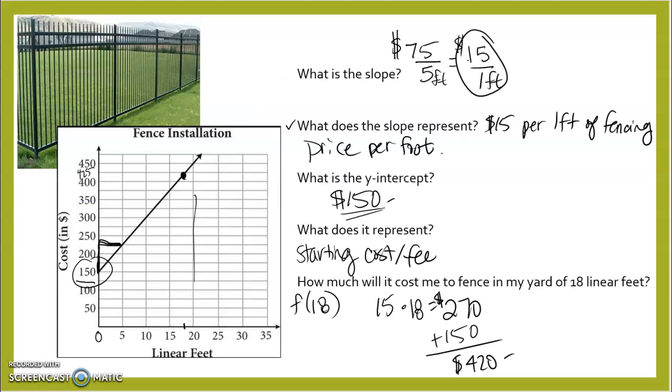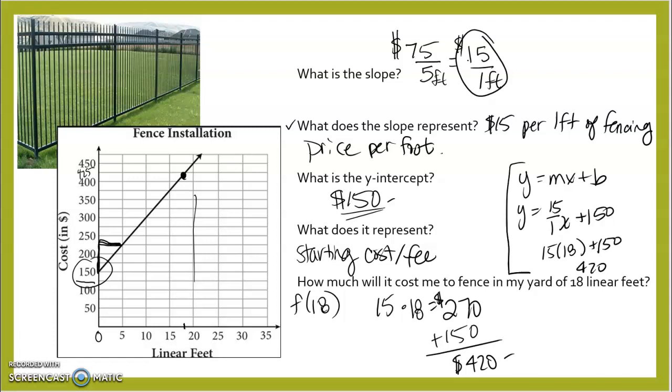You know what would be really helpful, especially for that last one, is if we had the equation of the line. So you could do that. And we know the equation of the line, right? y equals mx plus b. We know the slope is 15 and the y-intercept is 150, which is exactly what we did down here, right? You plug in 18 for x and you get the 420. So we did it two different ways. We reasoned our way through it, and then here I showed you using the equation of the line.